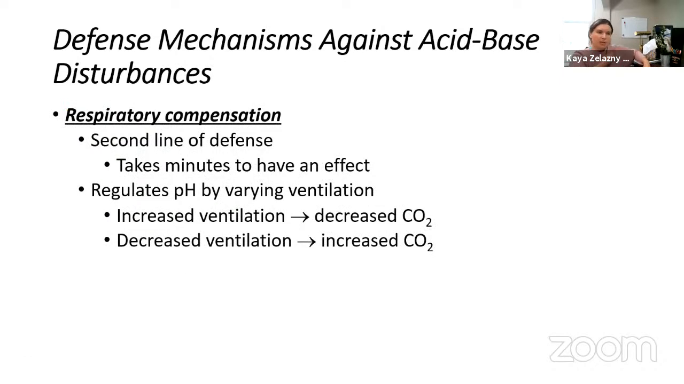So respiratory compensation is our second line of defense. It's a little slower than the buffering, because with buffering, we have these things circulating or in our cells, immediately soaking this stuff up. That's just a chemical reaction. In respiratory compensation, we actually have to get our body doing stuff. So this takes a couple minutes to have an effect. What we're doing is regulating the pH by changing how we're breathing. So we're varying ventilation, either to breathe off more CO2 or to preserve CO2, so breathe off less CO2.